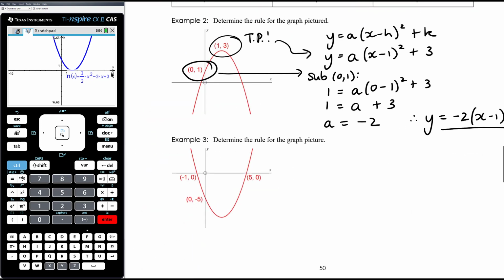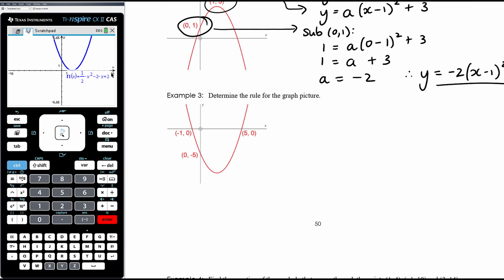Okay, let's have a look at this one. Determine the rule for the graph pictured. This time we've got a parabola. We don't know the turning point, but we do know the x-intercepts. So I'm going to start with my quadratic in a factorised form.